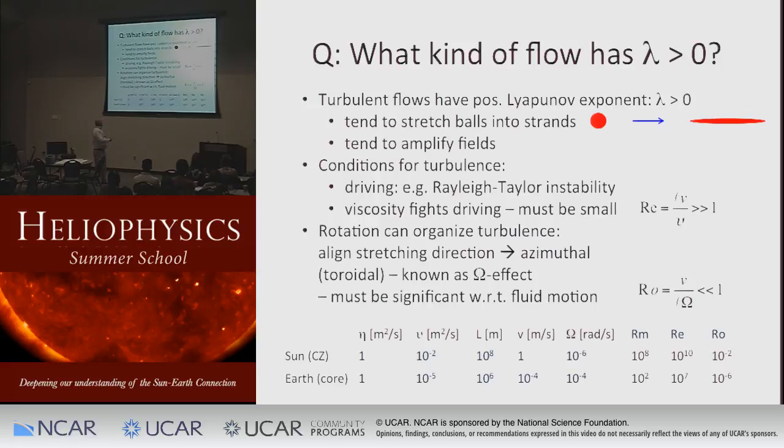The core of the Earth, as I said, liquid iron is not such a great conductor. So our magnetic Reynolds number is only 100. But it just needs to be bigger than 1, so we're okay.